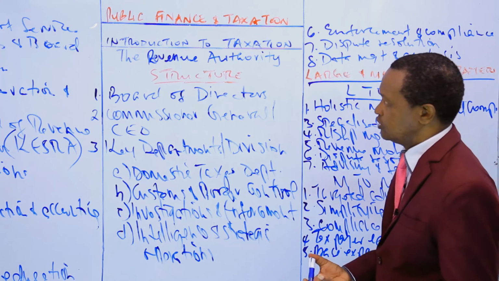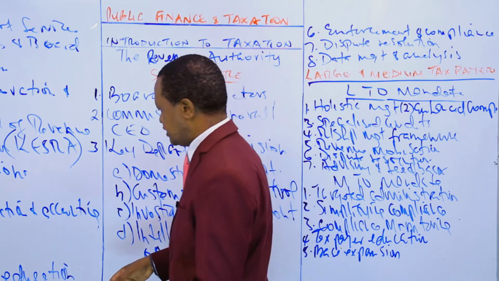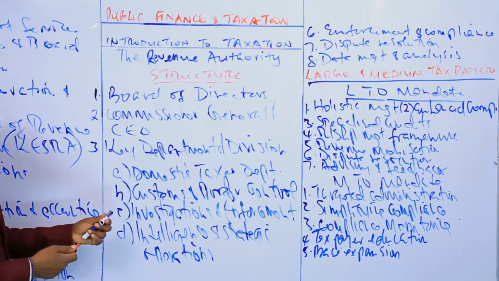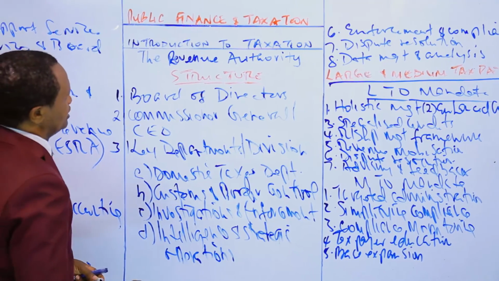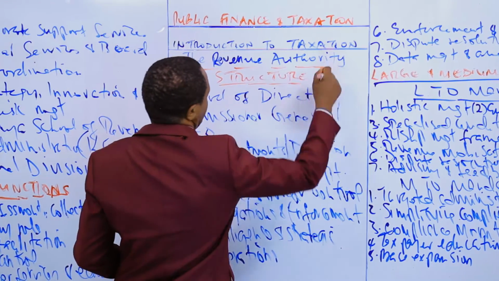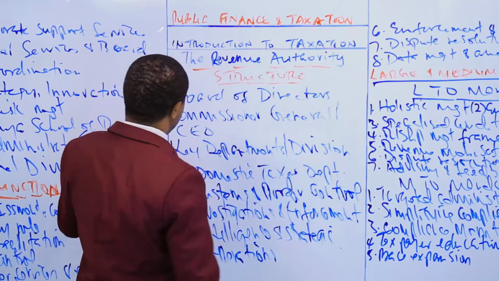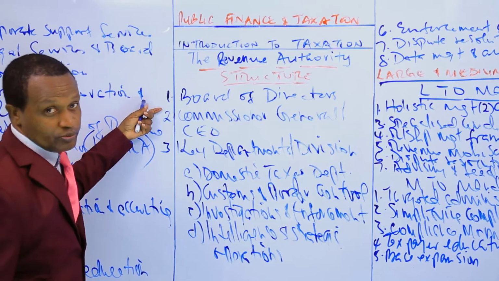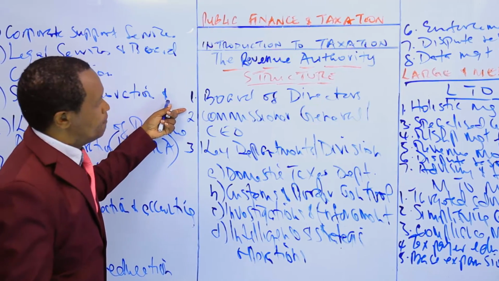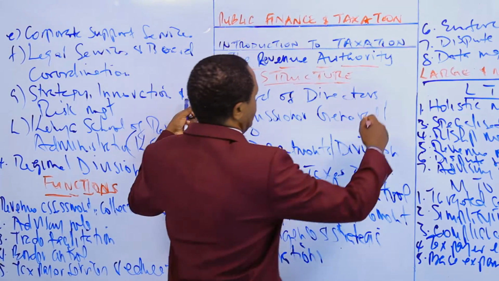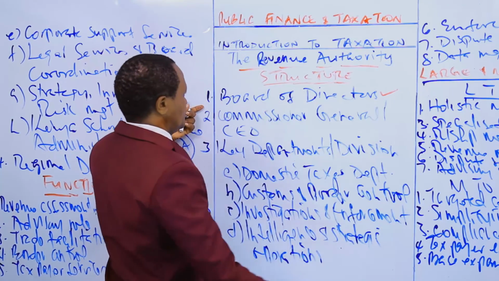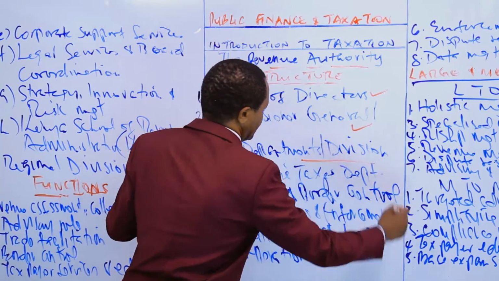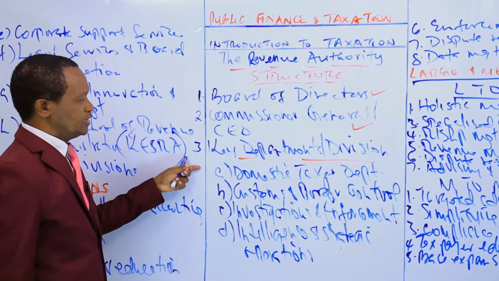So that is the end of the lesson and the end of the chapter on Introduction to Taxation. In this lesson, we covered the Kenya Revenue Authority. We looked at the structure. The organization structure comprises the board of directors, under which we have the Commissioner General, who is the CEO. Then we have key departments or divisions within KRA.